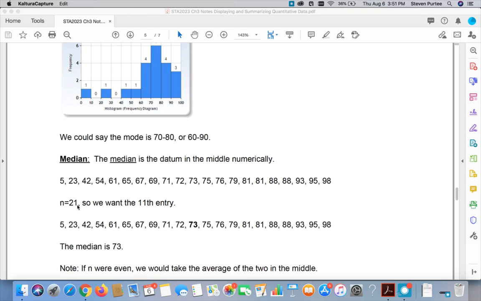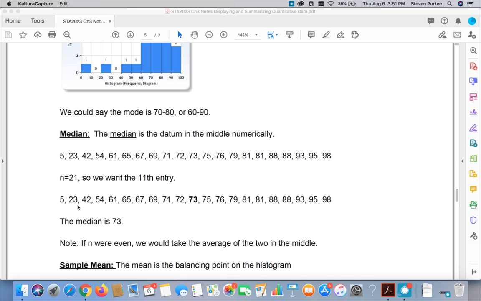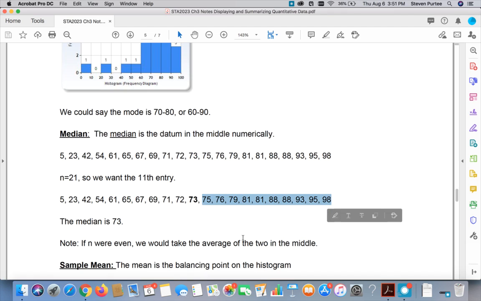N here is 21. So if I want to split those in half, I would want 10 on one side, 10 on the other, and I would have one left over. So I've got 10 below 73 and 10 above 73. I'm able to do that and have this one left over because I had an odd number to begin with. If I had had an even number, if this 73 didn't exist, then I would take the two guys in the middle, the 72 and the 75, and just find their average. So here I do have an odd number. The one that's physically in the middle is 73.